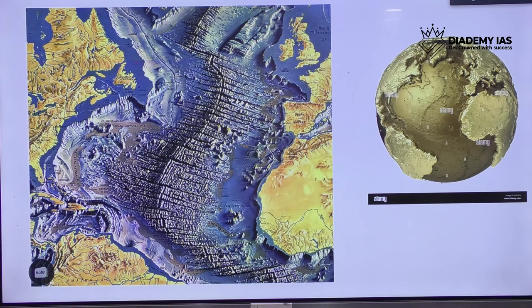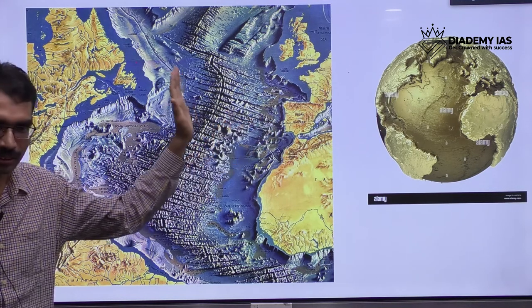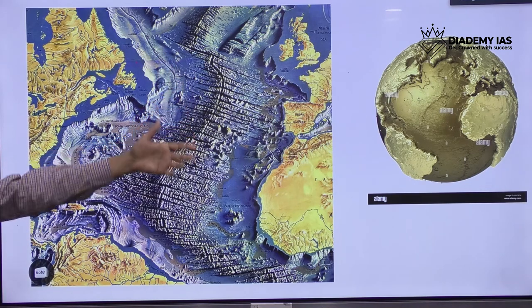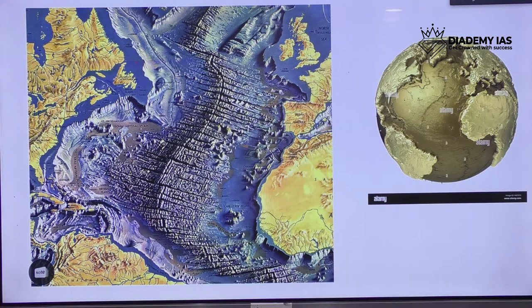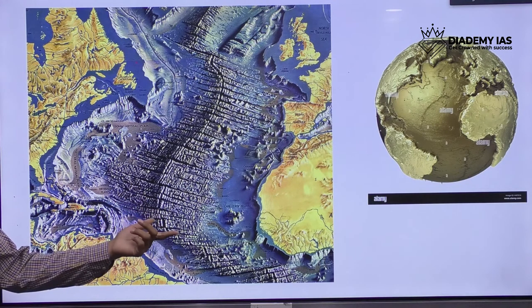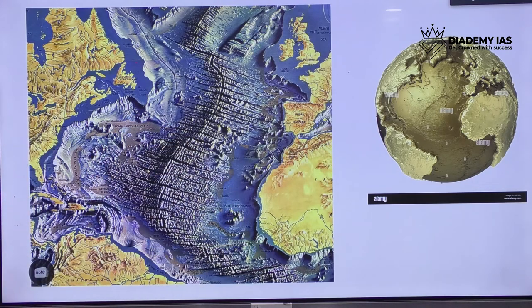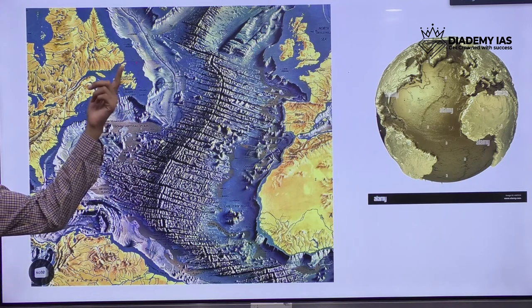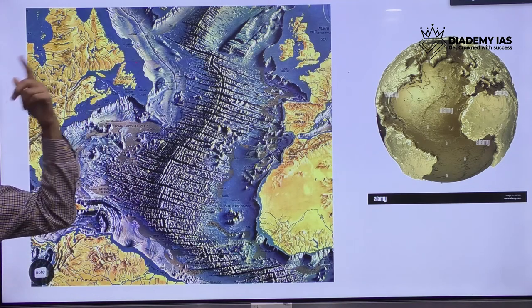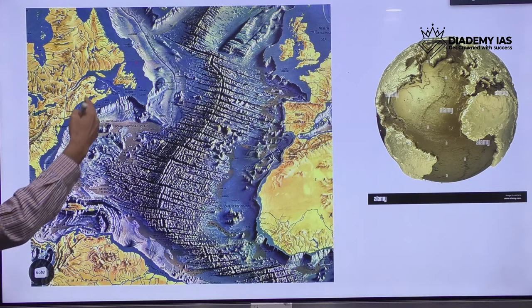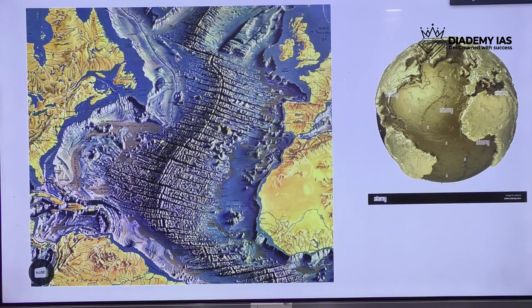There is a trench called the Mariana Trench. The Mariana Trench is between China and America, near Hawaii and the Guam Islands, where Americans have a base also. The depth of that valley is 11 kilometers. Mount Everest's height is 8 kilometers, but the depth of the Mariana Trench is 11 kilometers. So you can see there are relief features even bigger than Mount Everest.